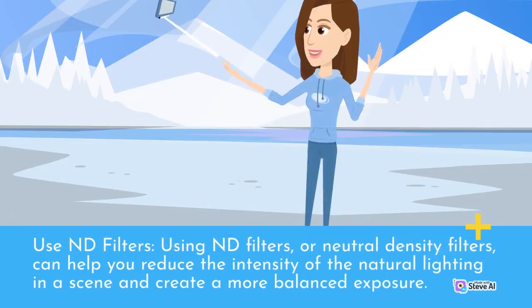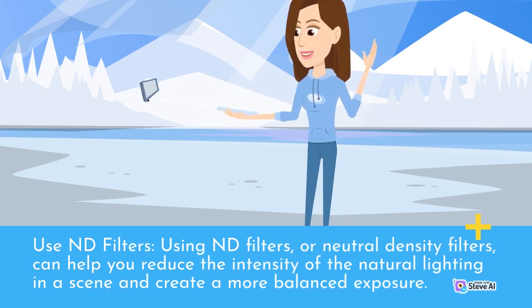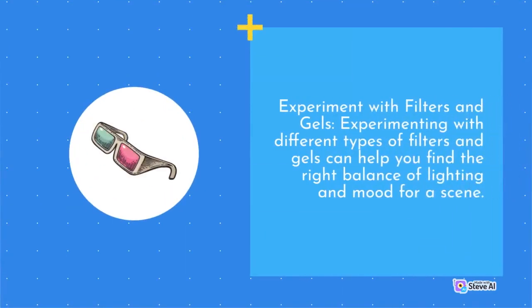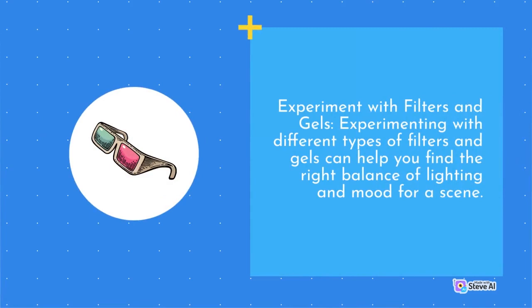Use ND filters. Using ND filters, or neutral density filters, can help you reduce the intensity of the natural lighting in a scene and create a more balanced exposure. Experiment with filters and gels. Experimenting with different types of filters and gels can help you find the right balance of lighting and mood for a scene.